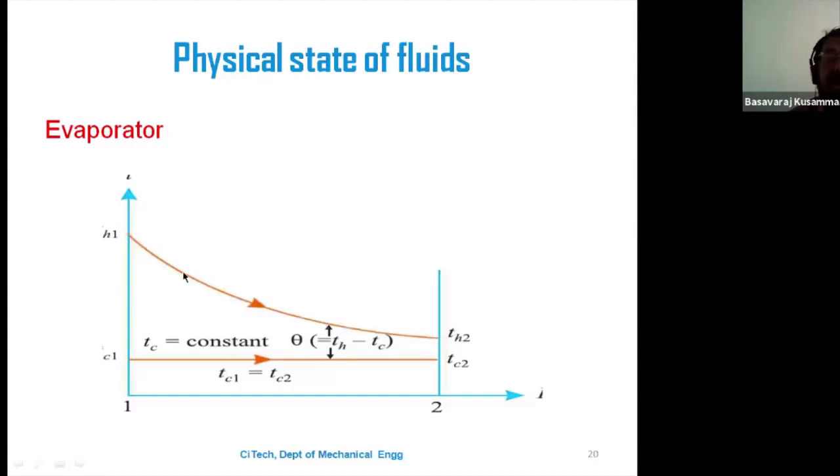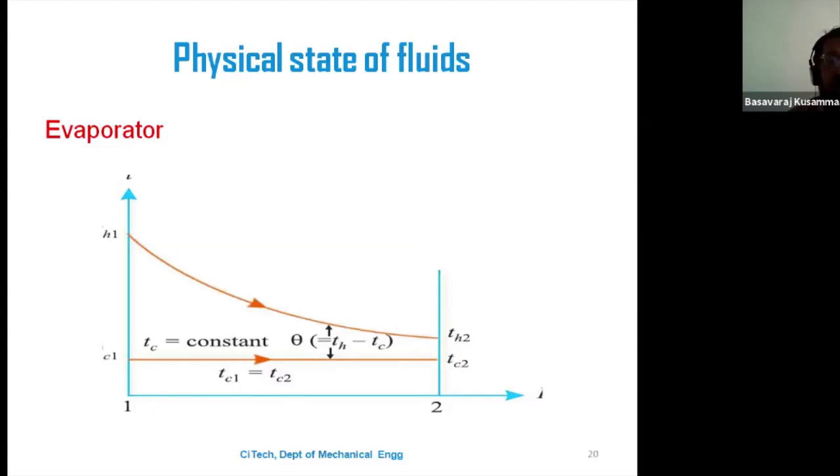The hot fluid temperature will decrease. That means in the evaporator, it extracts the heat from the perishable item, which is kept in the refrigerator. So you are getting the cooling effect. So the temperature of the perishable item will decrease, okay?